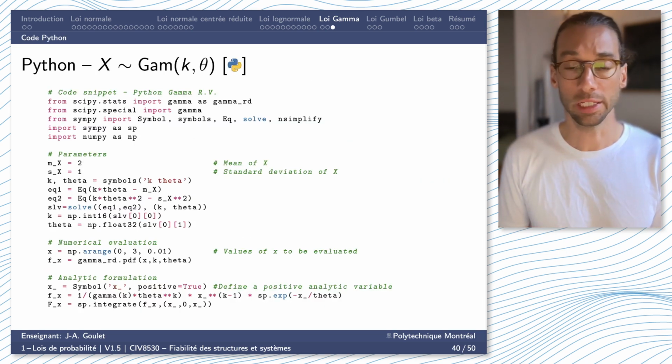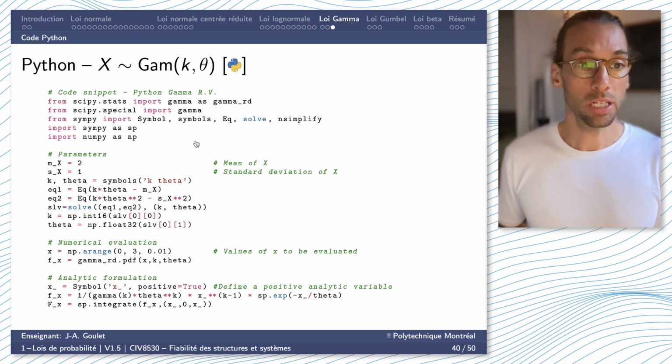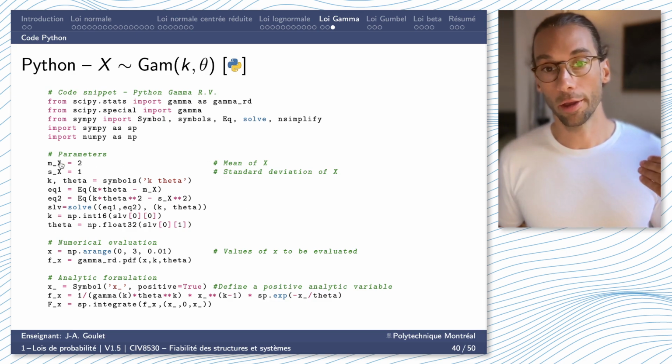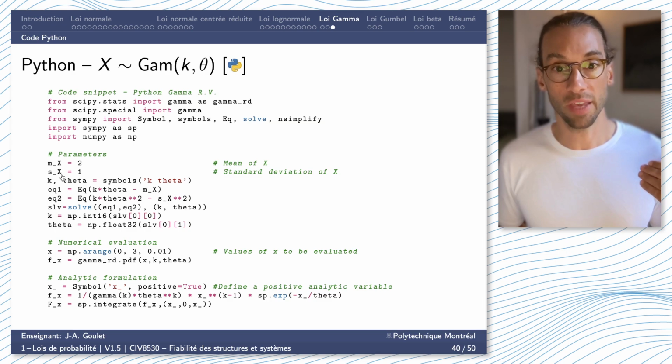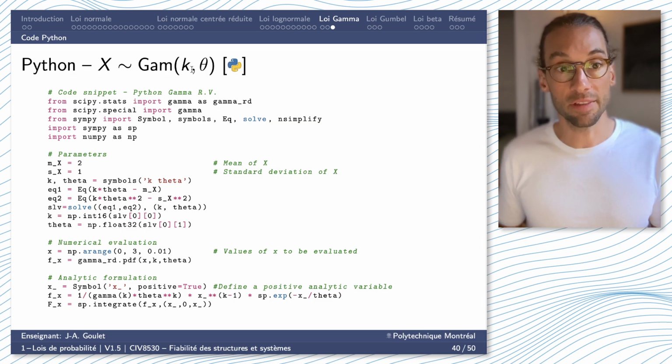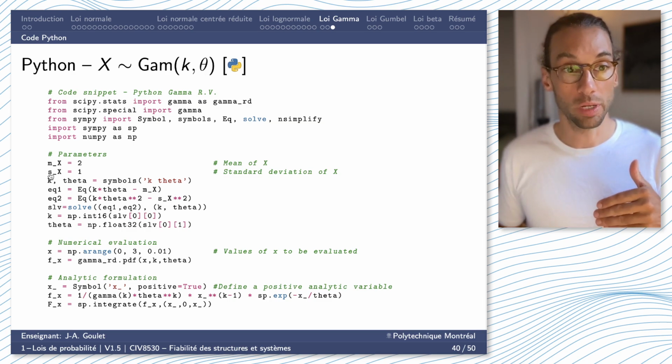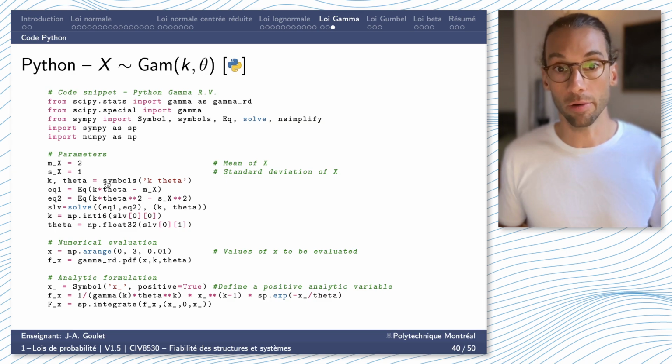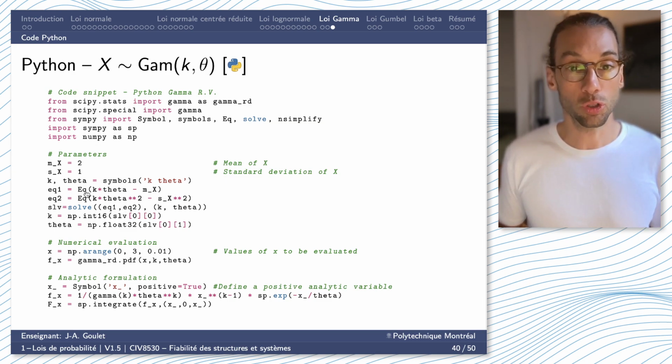So if we want to use the gamma in Python, we need to find a way to go from our mean value and standard deviation in the original space for my gamma into those native k and theta parameters. We can do this by using the symbolic library of Python in order to solve our two equations, two unknowns system. So I'm going to define my two equations and I'm going to ask Python to solve it for me. In that case, I'm going to be able to extract my two values.